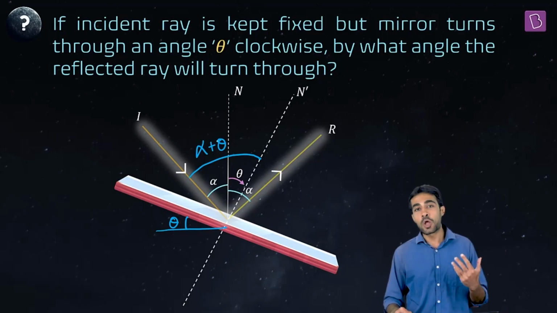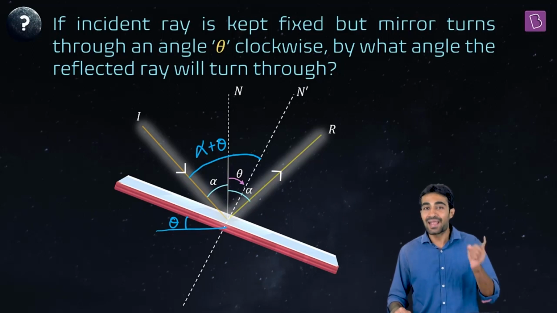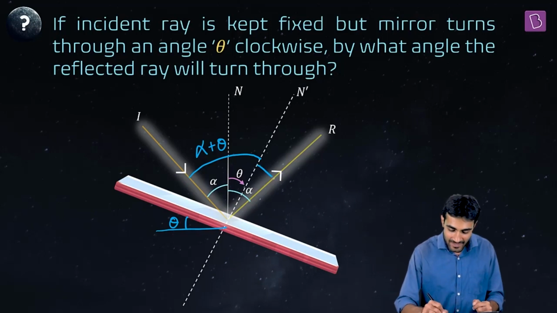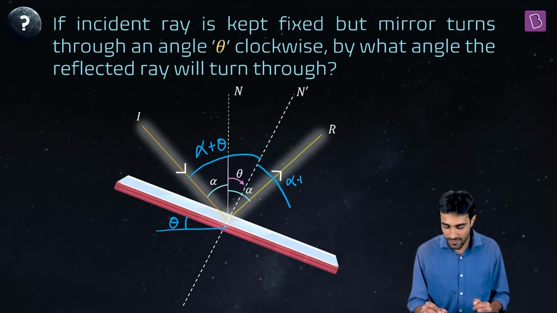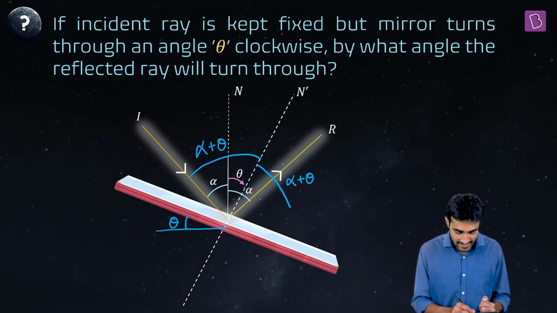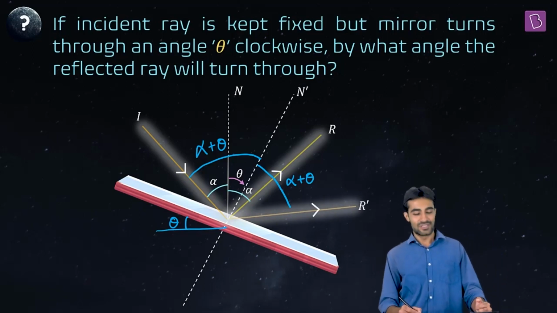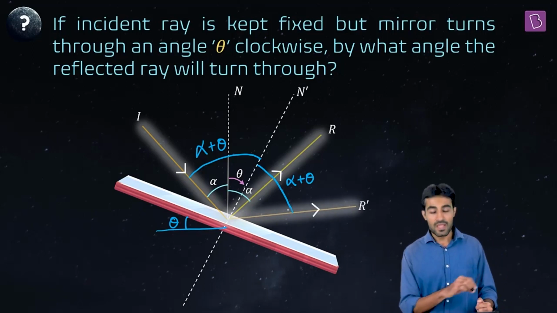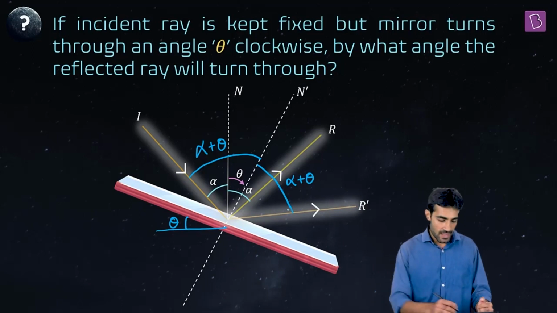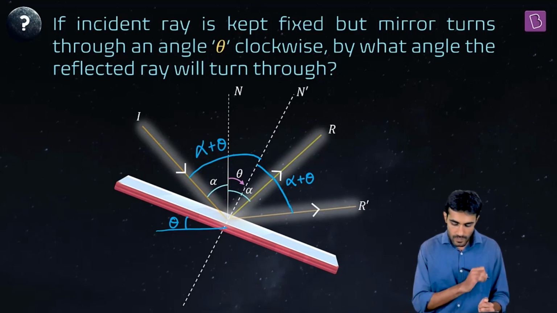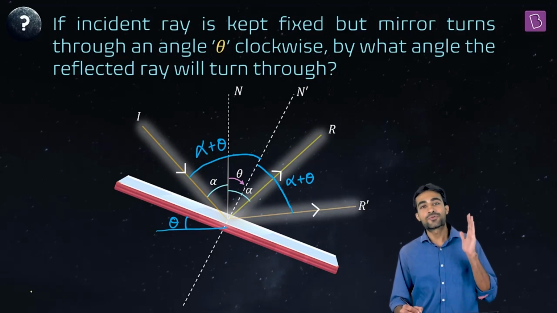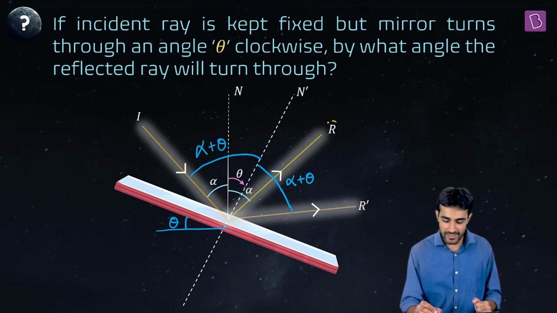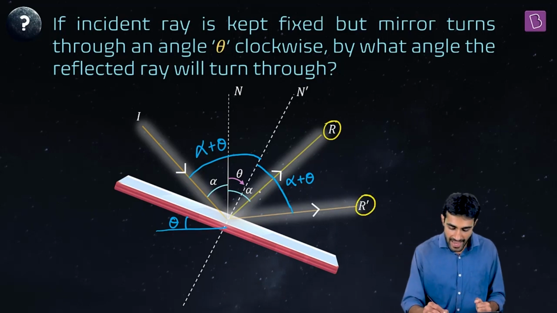What will be the angle of reflection? Angle of reflection will also be alpha plus theta. Nice. So this will be alpha plus theta, and this is our reflected light ray. Good? Now, what do we have to find out? We have to find out by how much angle the reflected light ray turns. So the initial reflected light ray is this. The final reflected light ray is this. What is the angle turned?